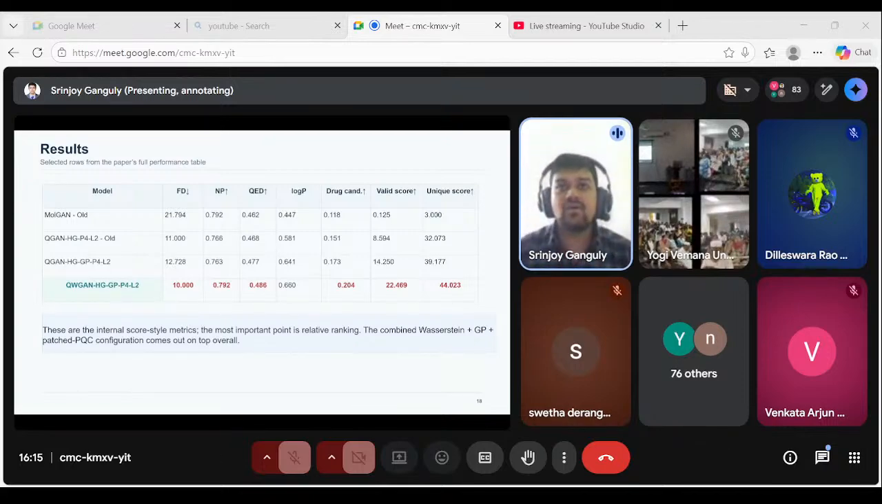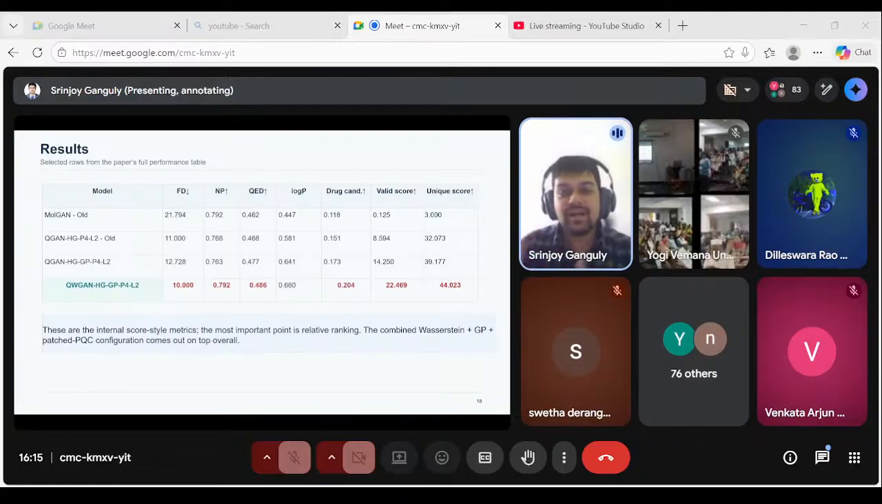And log p is the octanol coefficient, which tells you about solubility. And then there is a drug candidature score, where you really judge based on all the parameters whether this is a suitable drug candidate or not, which means, can you use this for synthesis? Is it valid? So, valid score. Valid score is very intuitive, right? You can understand valid score means it's going to check the validity, whether it can work in a real setting or not.